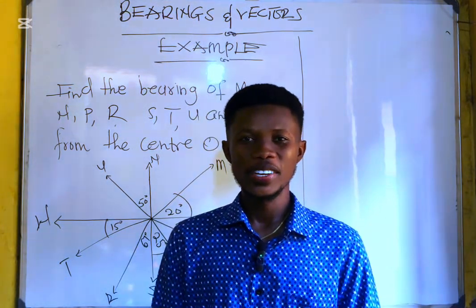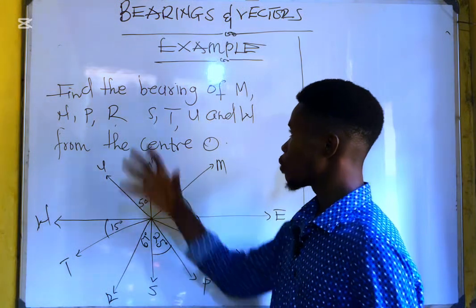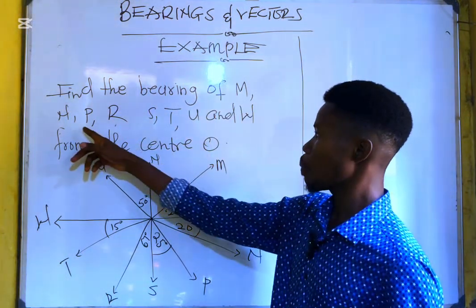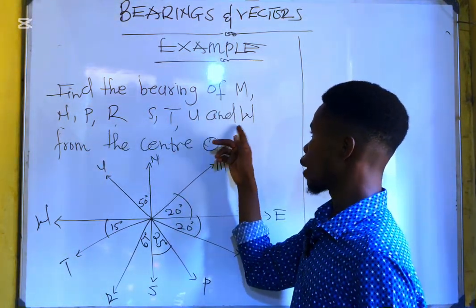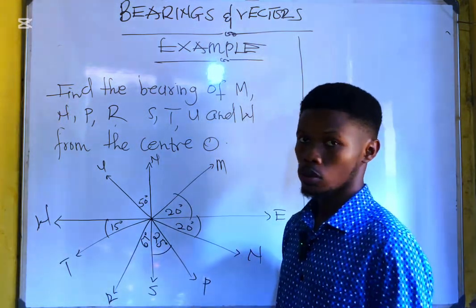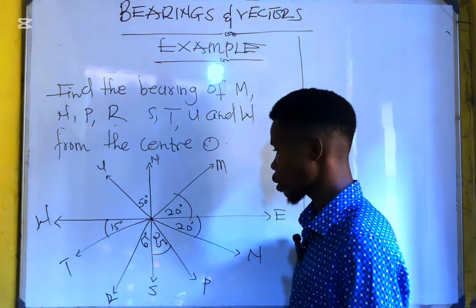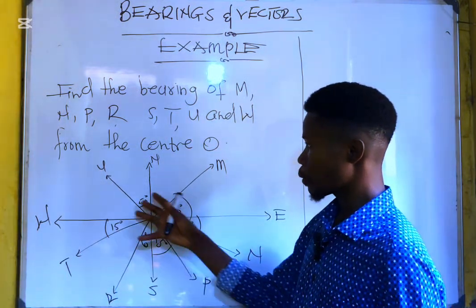All right, now let's look at the first example here. Find the bearing of M, N, P, R, S, T, U, and W from the center O. So this is a diagram. Please, the diagram is not drawn to scale, so the measurements are not accurate. All right, so we are going to look at this one.